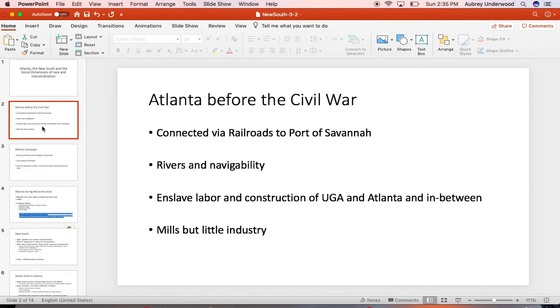Enslaved labor was the primary way that buildings around before the Civil War were built, including the University of Georgia's campus, Oglethorpe, parts of Emory, and other buildings, right? All of this construction would have gone on. It was done by those who were enslaved. So there are visual reminders of this time period before the Civil War across the state. Also, before the Civil War, there are mills, lots of mills, but not a lot of industry. So we will see this as certainly one of the more visible signs of changes to come.